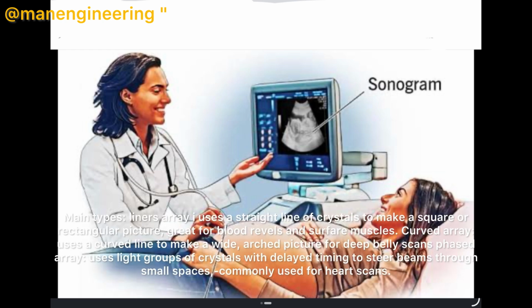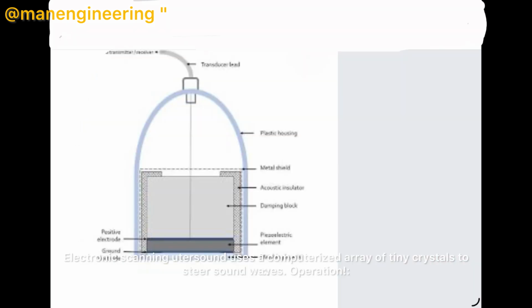Main types. Linear array uses a straight line of crystals to make a square or rectangular picture, great for blood vessels and superficial muscles. Curved array uses a curved line to make a wide, arched picture for deep belly scans. Phased array uses small groups of crystals with delayed timing to steer beams through small spaces, commonly used for heart scans. Electronic scanning ultrasound uses a computerized array of tiny crystals to steer sound waves.